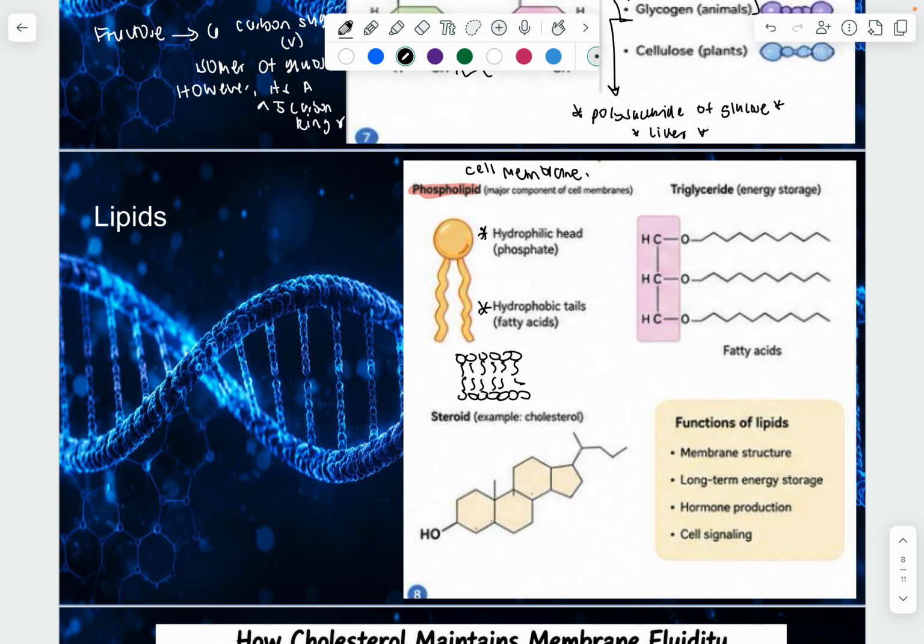And this is why we say that for something to enter the cell, it needs to be hydrophobic. Otherwise, it would need to go through a protein channel, because this inner layer is all hydrophobic tails.